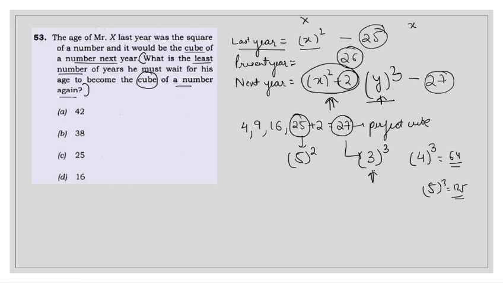So the next cube after 3 raised to the power 3 will be what? It will be the cube of 4, right? Because ye toh inhone hume bataya diya, the next they are asking ki uske baad kaun sa perfect cube number aayega. So it will be 64, so we'll subtract 26 from 64, which will be 38. So 38 will be the answer to this question.